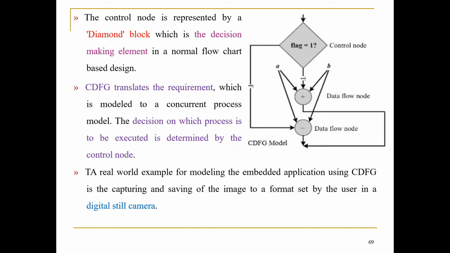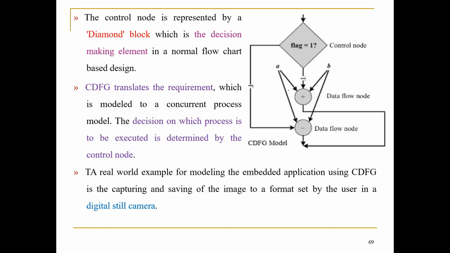See, check here. If flag is equal to 1, if it is true, A and B are the two inputs, they get added up here, and the output of A plus B, the data flow node, goes to the output. Suppose if it is false, A and B are the same inputs, but they get subtracted. That is, A minus B will happen, and that will also come to the output. Remember here, at a time there cannot be two outputs. There can be only one output at a particular time. This is what is meant by your CDFG model, which we have in fact discussed in the previous video session also.